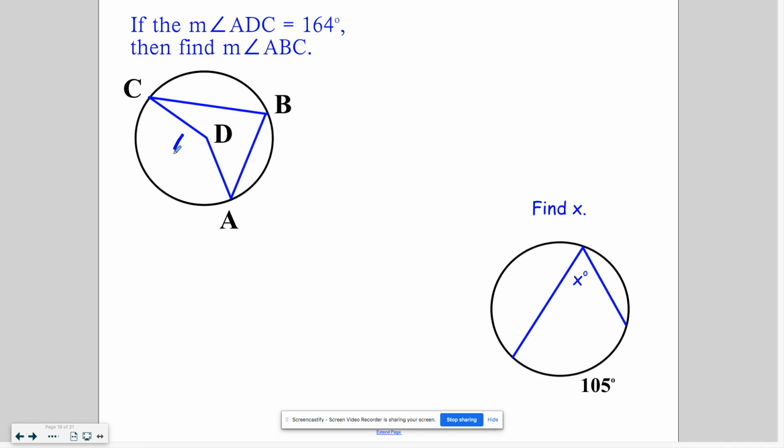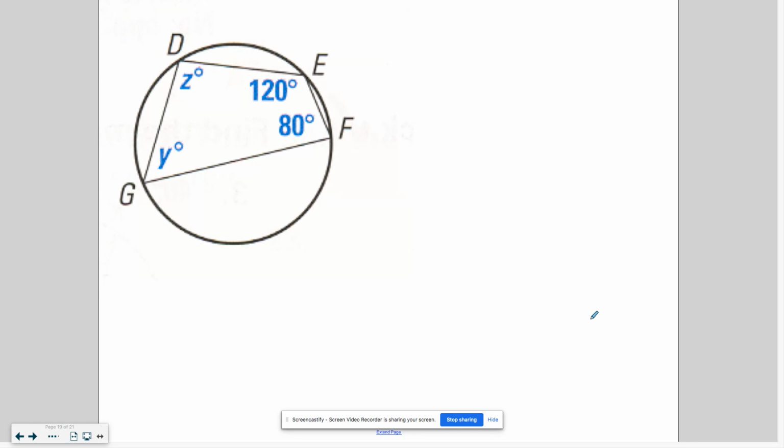ADC, 164. That's a central angle. So that means this is 164 and this is half, 82, which is what you're looking for. This, half, 52 and a half. These are supposed to be quick ones, right? Half, double, or if it's the central angle, it's the same as the arc.